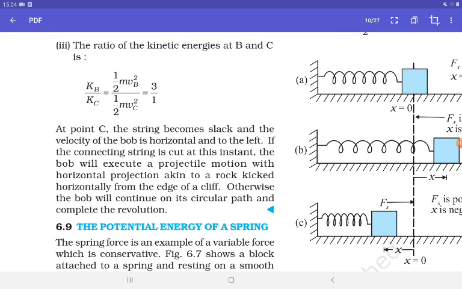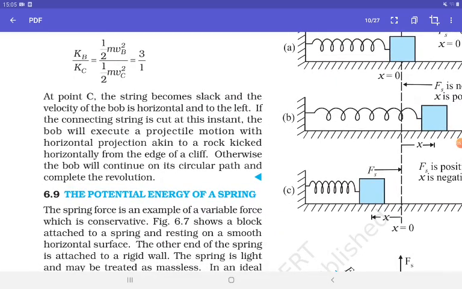At point C, the string becomes slack and the velocity of the bob is horizontal and to the left. If the connecting string is cut at this instant, the bob will execute a projectile motion with horizontal projection, akin to a rock kicked horizontally from the edge of a cliff. Otherwise, the bob will continue on its circular path and complete the revolution.